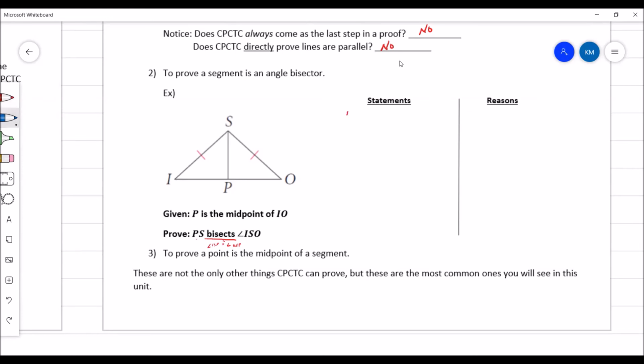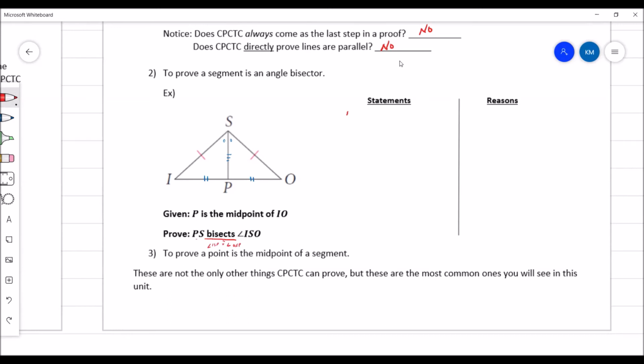So P is the midpoint of IO. I already have this marked. Since P is the midpoint, I know that means that these two must be congruent to each other. Okay, because that's what midpoints do. SP is congruent to itself because of the reflexive property, right? And then hopefully my congruent statement lines up that these are corresponding parts, and then it means they must be equal, and then I can say it bisects. All right, so there's our plan.